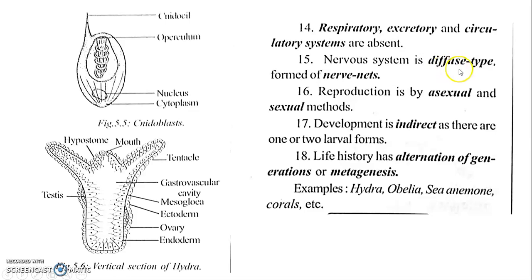Nervous system is diffuse type, formed of nerve nets. Nervous system is of diffused type. Diffused means it is a very primitive type.